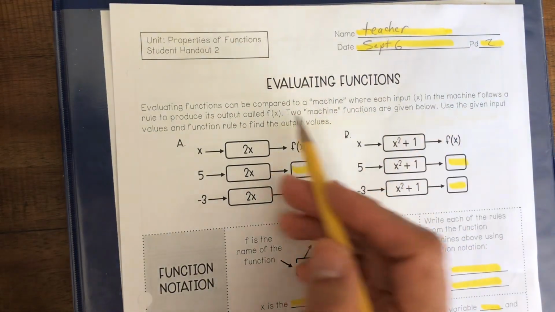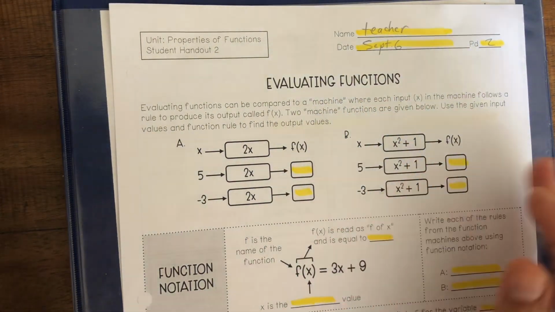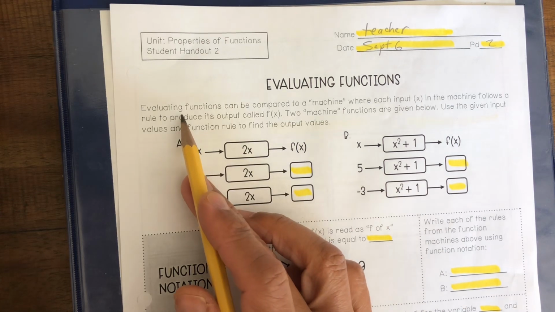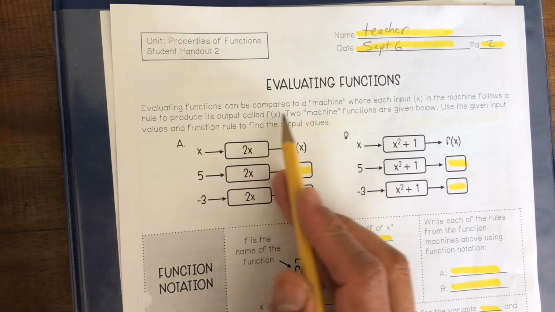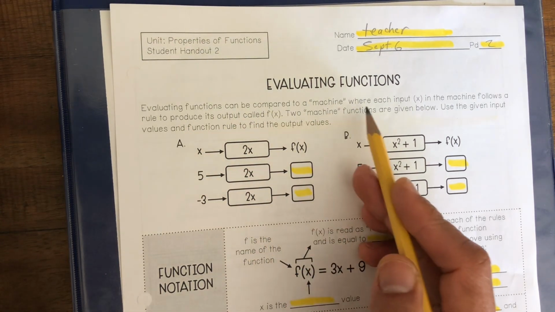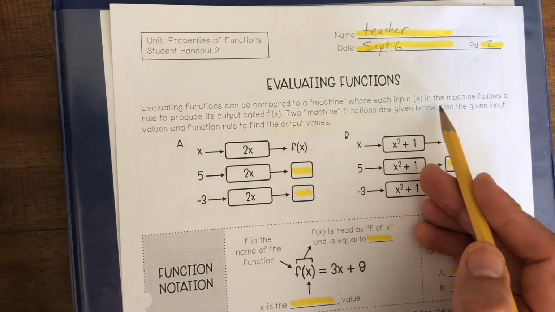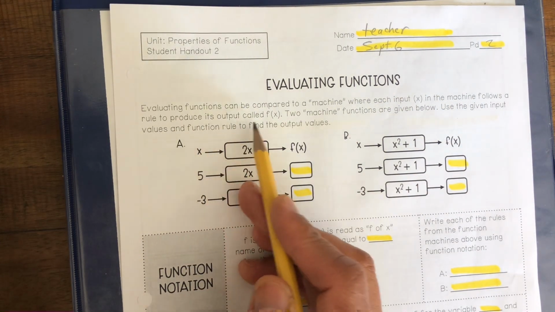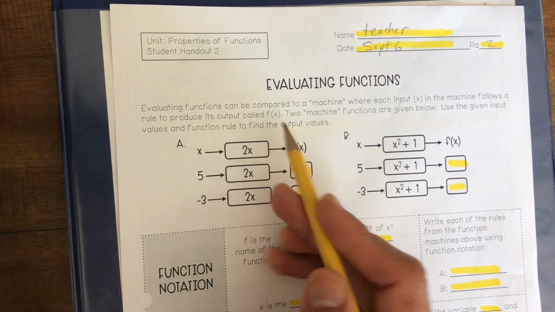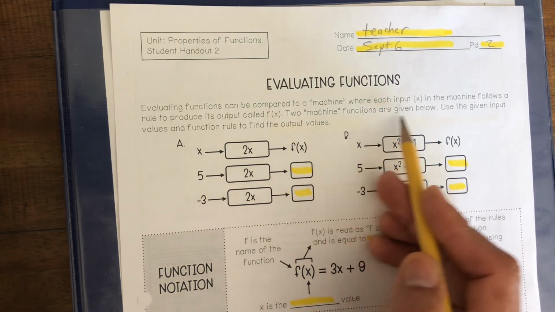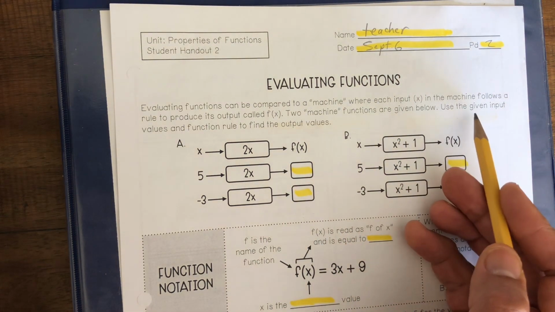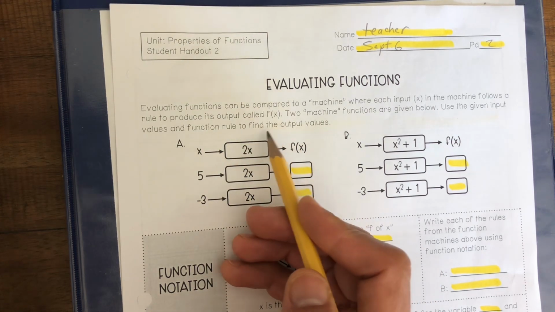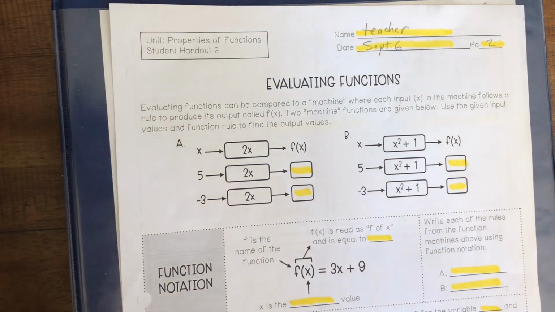Evaluating functions. To evaluate something is basically just to solve the function. Evaluating functions can be compared to a machine, where each input, x, in the machine follows a rule to produce its output, called the f of x. Two machine functions are given below. Use the given input values and function rule to find the output values. The output values are also known as y.